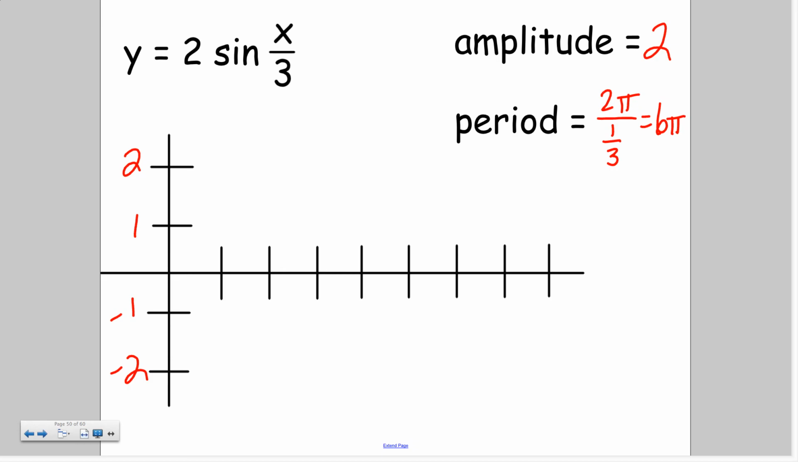So if you look at your graph, this time you're not given anything on your graph. So you have 1, 2, 3, 4, 5. So 6 pi is about here. I just counted one at a time. So that means that's pi, 2 pi.